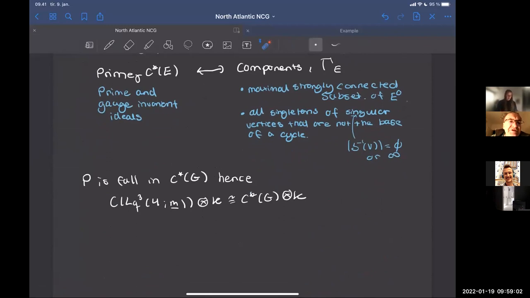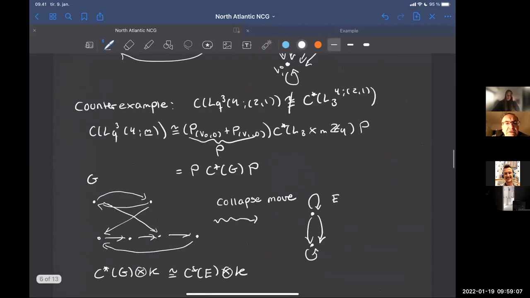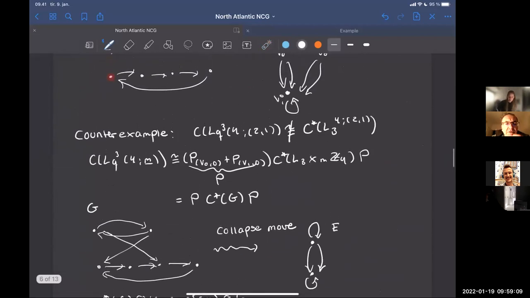Sorry, what does it mean that a projection is full? So if you take P C*(E) P, then it's dense in the C*-algebra.